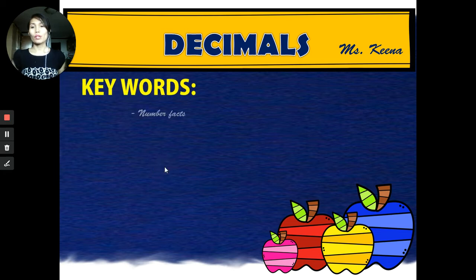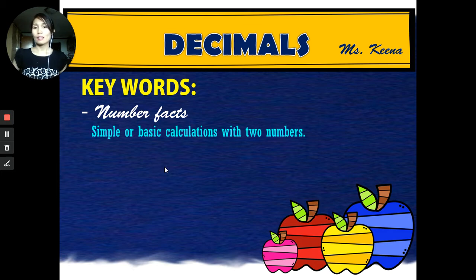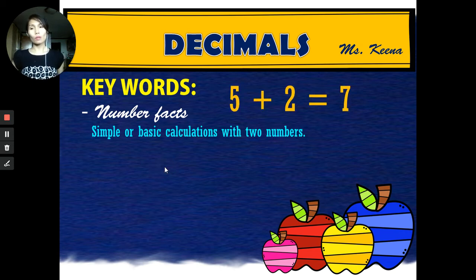Okay, so the keywords that we'll be using in this lesson, first here is number facts. What is a number fact? It is a simple or basic calculation with two numbers. Example here is 5 plus 2 equals 7. Actually, this is very simple, yeah, but we can use these number facts in calculating bigger numbers.